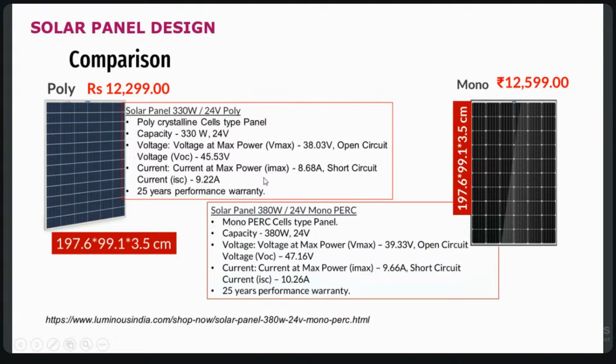Nothing else changes. See, the capacity will be 330 in poly, and in mono the capacity will be 380. The open circuit voltage also has generally less difference, and the maximum current will be the same, 8.68 and 9.66, with the same warranty period. See, performance will be 25 years. In the long term, generally they go for mono. In industry, they won't go price wise. Generally they go for the efficiency and the maintenance cost.